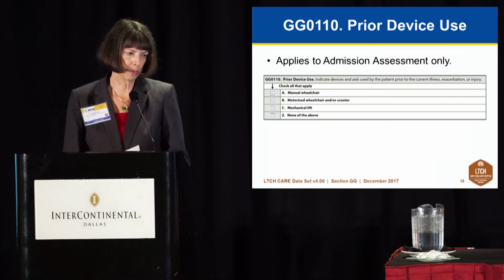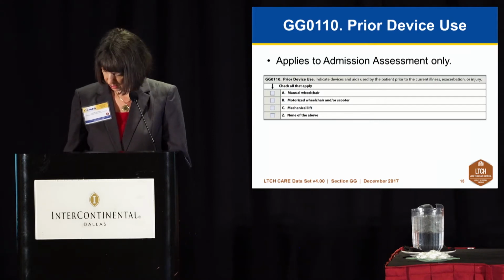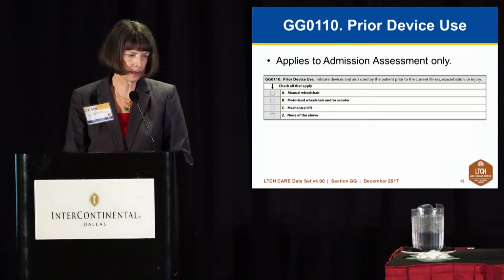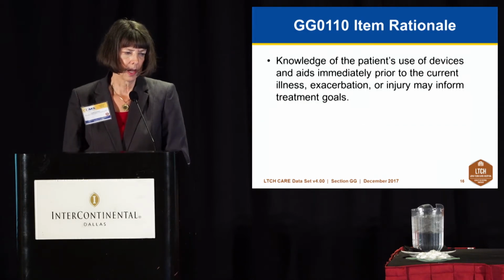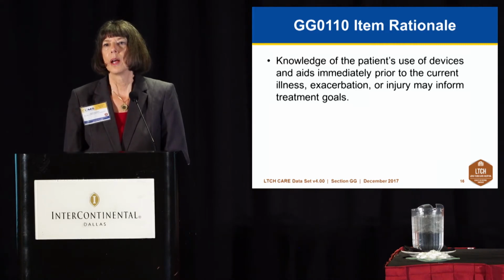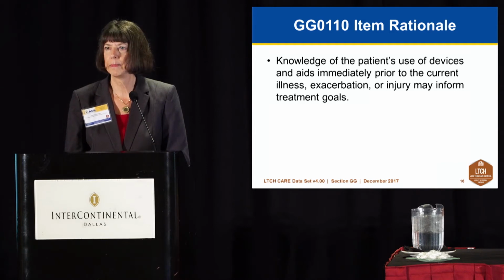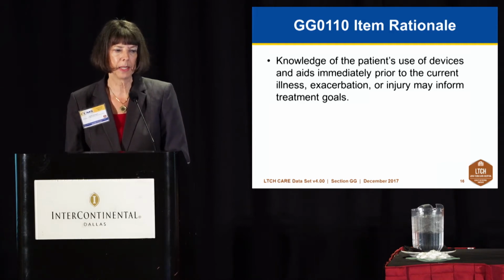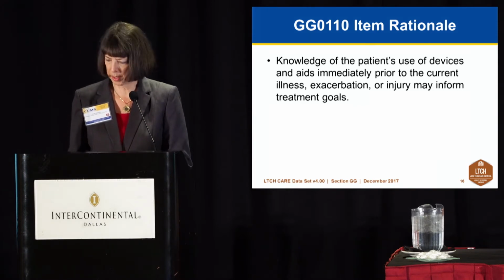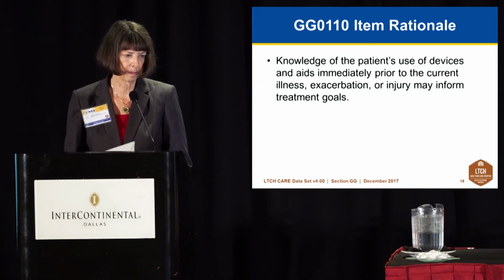So GG0110, prior device use, applies to the admission assessment only. And here's what it looks like. You can see that it's a check all that apply list. The rationale for use of this item, again, is for our knowledge as to what devices or aids the patient may be using immediately prior to the current illness, exacerbation, or injury. And again, it may inform your mobility treatment goals.